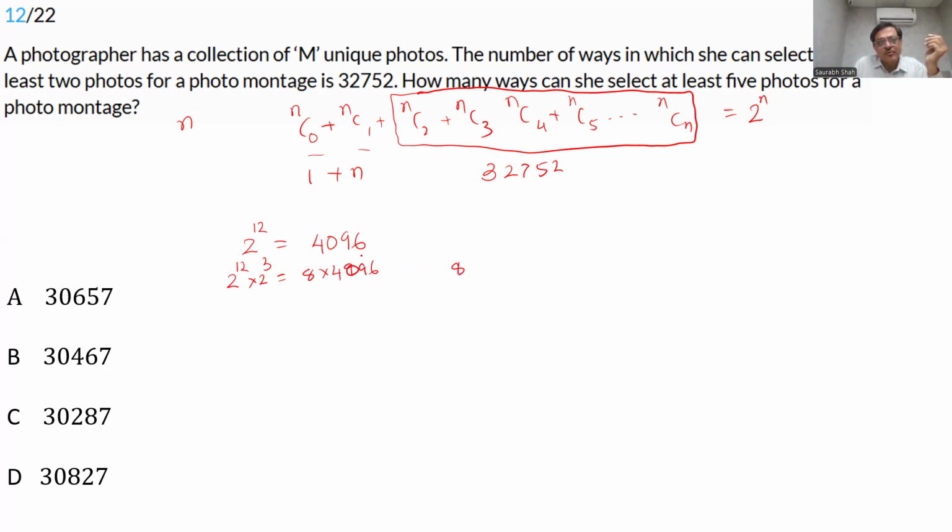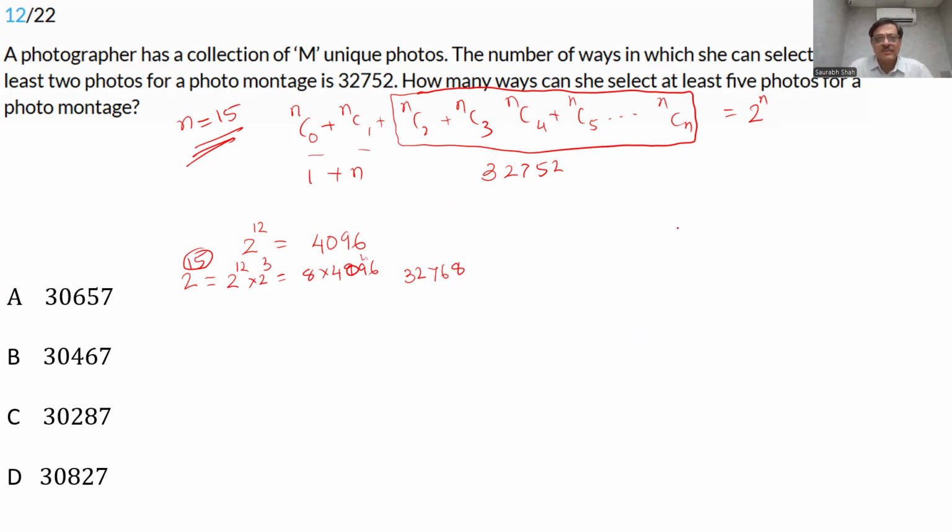8 6 48, carry 4. 8 9 72, 76. 8 4 32. And look, exactly what we have. We have a number which is 16 more than the given number in the question. 1 plus n, if n is 15, 2 raised to 12 into 2 raised to 3 is 2 raised to 15. So if n is taken as 15, it exactly matches. So we have found our n. n is equal to 15. The number of photographs is 15.